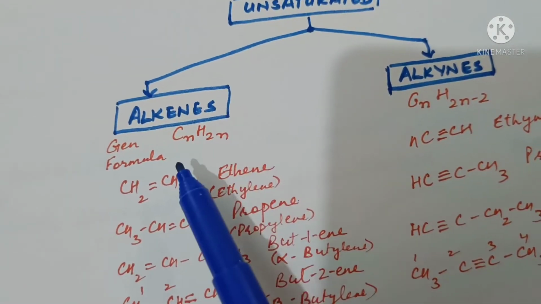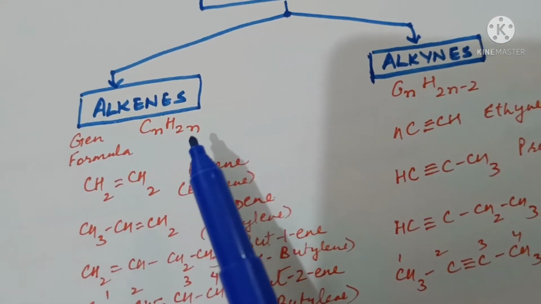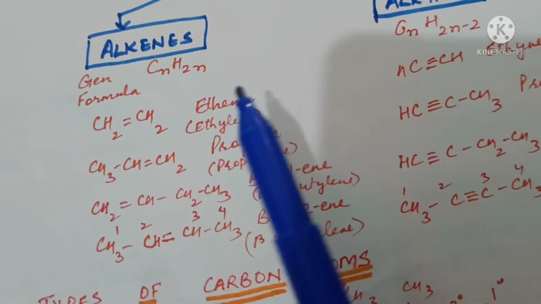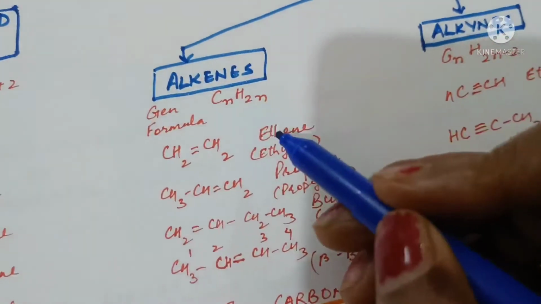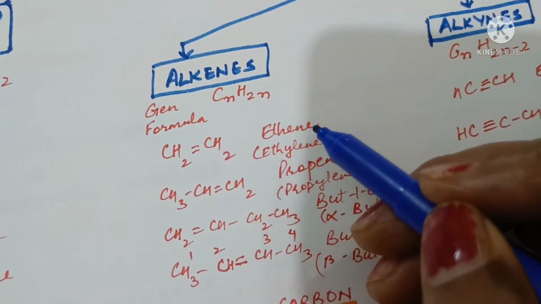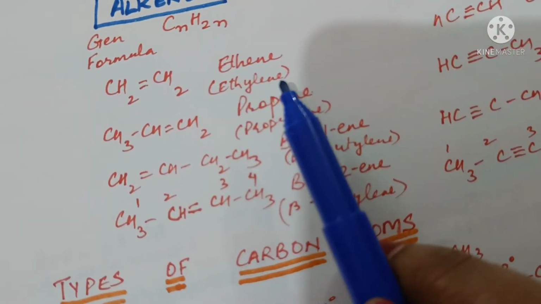Compounds containing double bond will be called alkenes. For them, the general formula is CnH2n. For example, this is called ethene. This is the IUPAC name, where eth is for the word root and ene is the primary suffix. In common system, it is called ethylene.